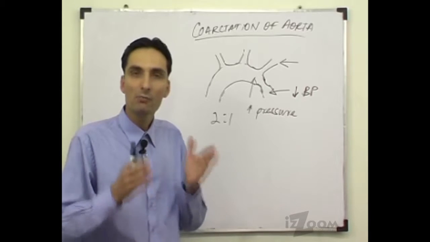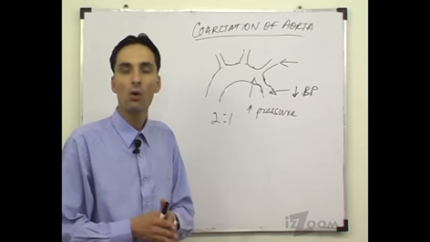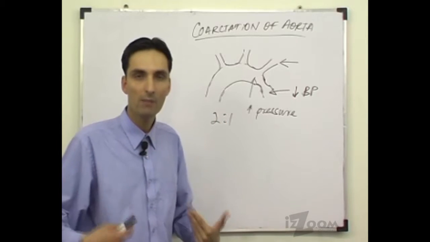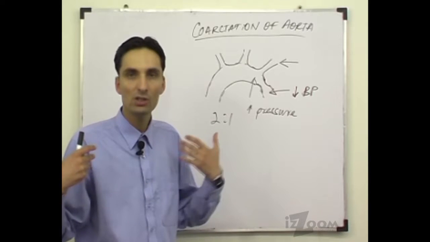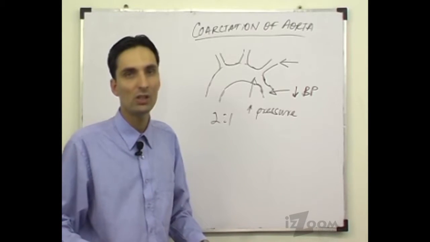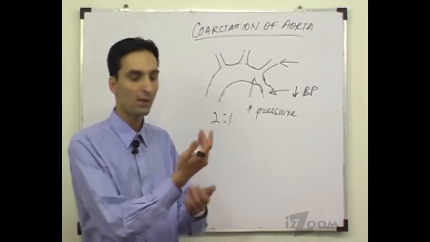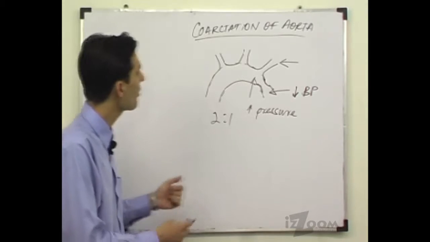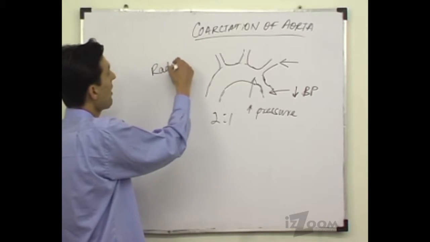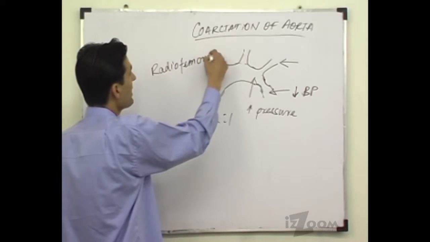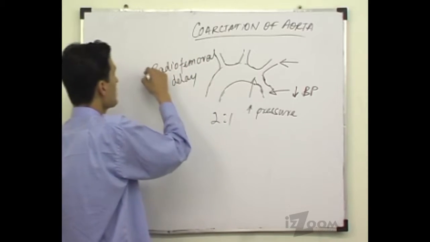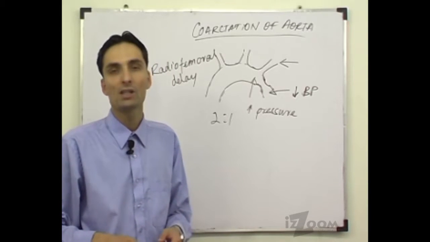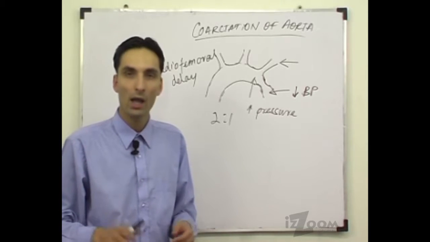One of the main clinical features of coarctation of the aorta is that when you measure the blood pressure in all 4 limbs, the blood pressure in the upper extremities is greater than in the lower extremities. Also, on physical examination, when you palpate the radial and the femoral arteries simultaneously, you find a radiofemoral delay. So this is another feature.